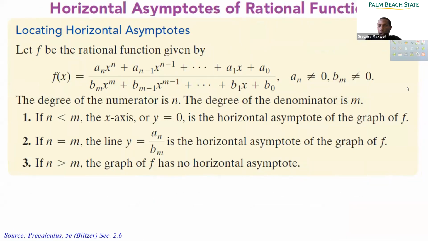So here's the summary. Also in the textbook, the pre-calculus textbook by Blitzer. If the degree of the top is less than the degree of the bottom, then y equal to 0 is the horizontal asymptote. If the degree of the top is equal to the degree of the bottom, then y equal to the quotient of the leading coefficients is the horizontal asymptote. If the degree of the top is bigger than the degree of the bottom, there is no horizontal asymptote.